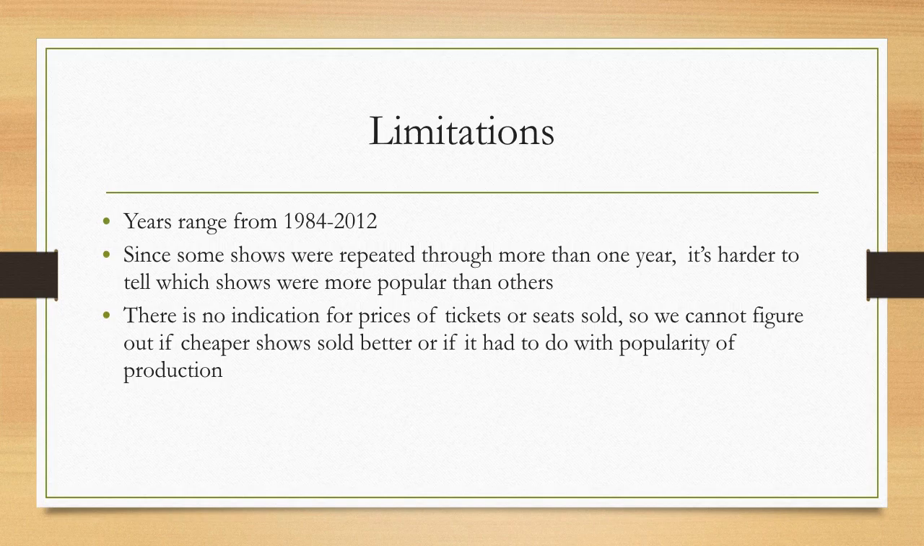With the data I was given, some limitations arose. These included that the years of the data only ranged from 1984 to 2012, so any data before or after these dates are not included. If we wanted to analyze the data in the current year, 2016, for instance, that would require a different set of data. Some shows spanned a couple of years, which made it harder to analyze which shows were more popular. Finally, there was no indication of ticket prices or seats sold, so we cannot examine this factor for attendance.